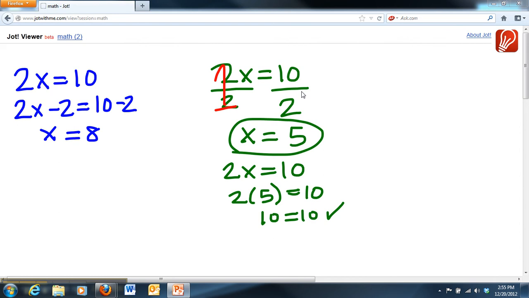Our student that tried to solve it on the other side could have also checked his or her answer by plugging in. What would they have gotten? Well, they would have gotten 2 times 8 equals 10, or 16 equals 10. And that's not a true statement. 16 does not equal 10. So that student could have found out by checking that his or her solution was not correct and they should go back and try again.